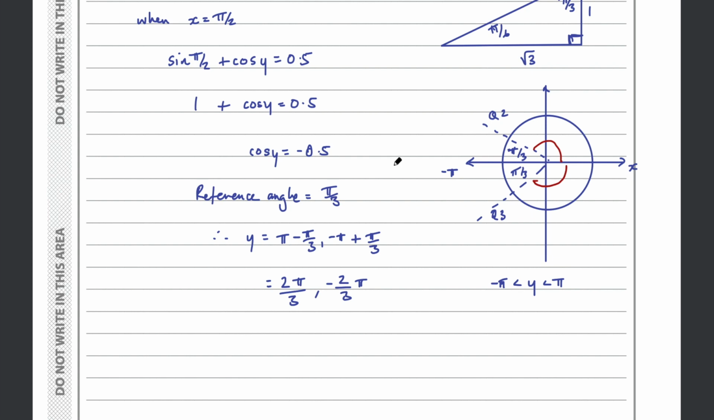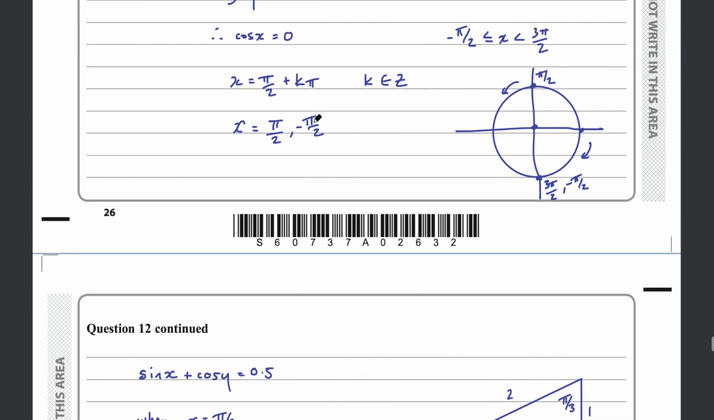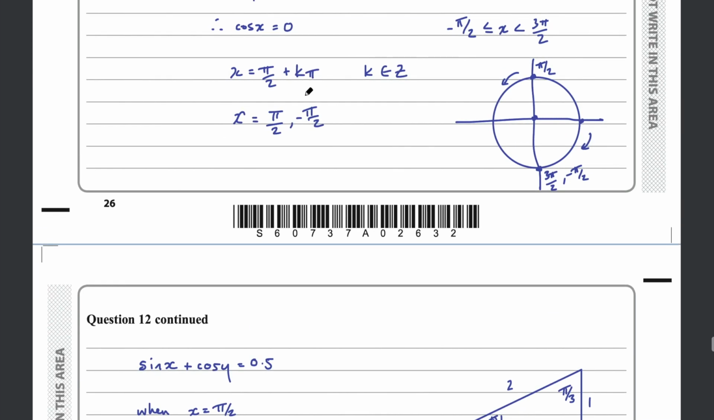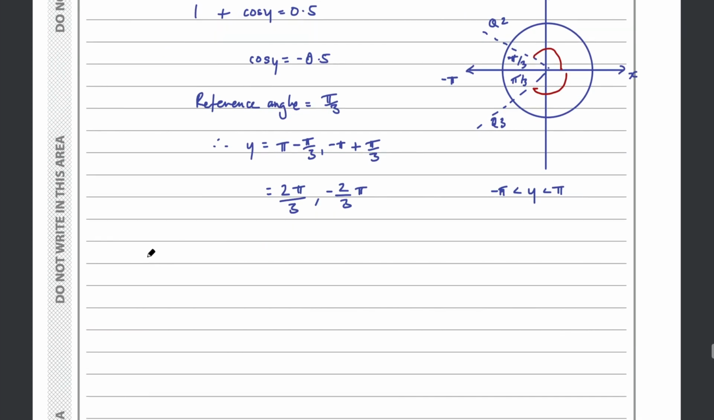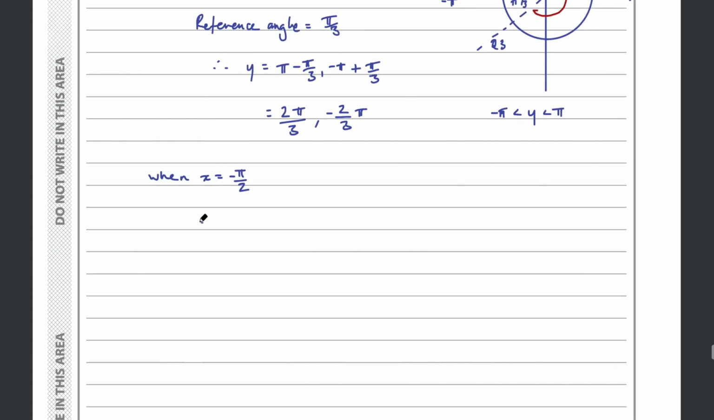ranges they've given us. Oh, we haven't done x equal to negative pi on 2 yet. We've only done x equal to pi on 2. So we need to do this other x value as well. Almost forgot about that. So when x is equal to negative pi on 2, we'll have sine of negative pi on 2 plus the cosine of y equals 0.5. The sine of negative pi on 2, that's negative 1, plus the cosine of y equals 0.5. And then therefore the cosine of y would equal 0.5 plus 1, 1.5.